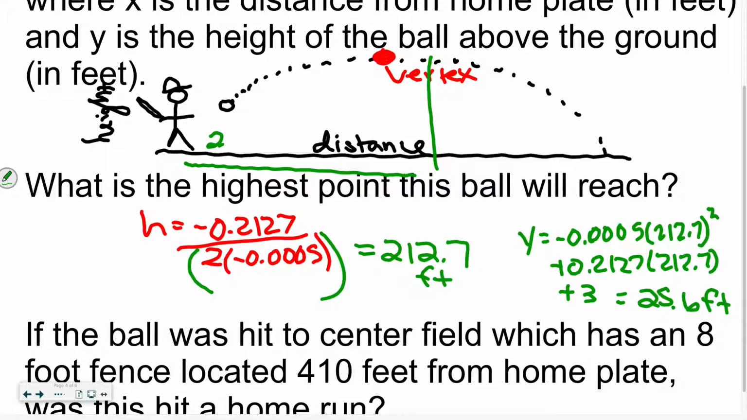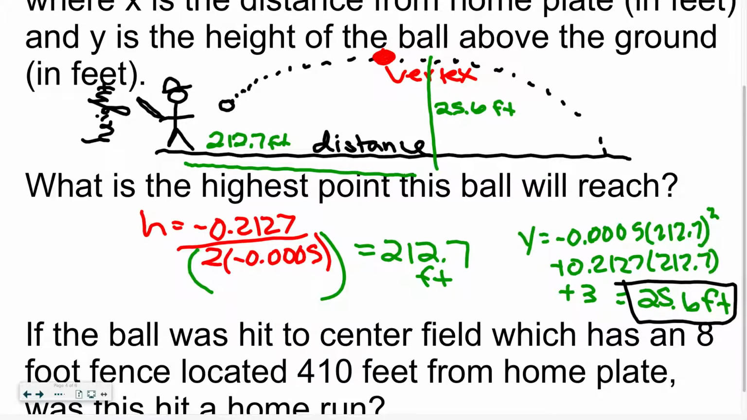Okay, so when the ball is 212.7 feet away from the batter, then the ball is 25.6 feet in the air. So to answer the question, what's the highest point the ball will reach? 25.6 feet. So if you're ever working a problem that's quadratic and it's asking about mins and maxes, you want to do like Isabella did and think about mins and maxes having it at the vertex, right? That's where you're going to find it. So if you're in vertex form, pull out your HK. If you're in standard form, do opposite of B over 2A and plug it back in if you need to.